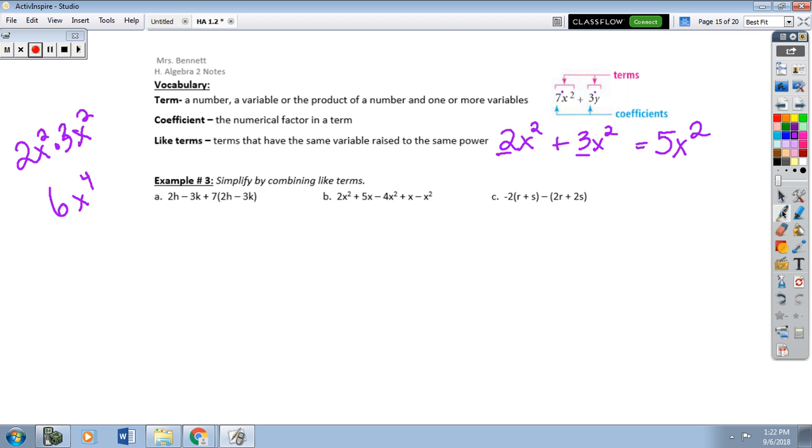All right, example 3, simplify by combining like terms. What would I need to do first in example 3a to start simplifying? Autumn? Distribute. I need to distribute a positive 7 to everything inside of our set of parentheses.